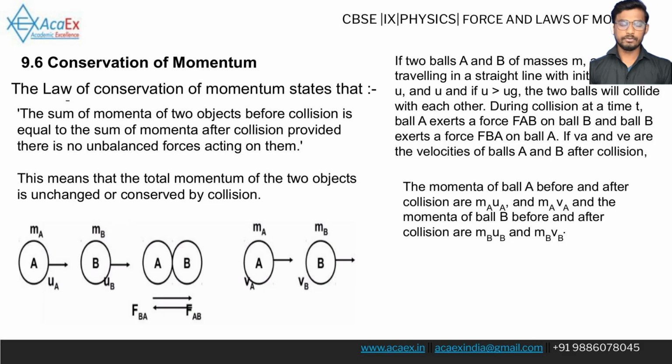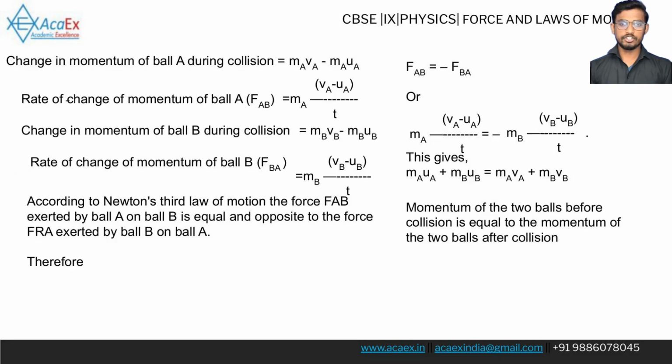Conservation of momentum. Total momentum before collision equals total momentum after collision if no unbalanced force acts. Two balls A and B collide. Momentum before: mAuA plus mBuB. After: mAvA plus mBvB. Change in momentum for ball A: mA(vA minus uA). For ball B: mB(vB minus uB). Force FAB equals minus FBA. So mAuA plus mBuB equals mAvA plus mBvB.